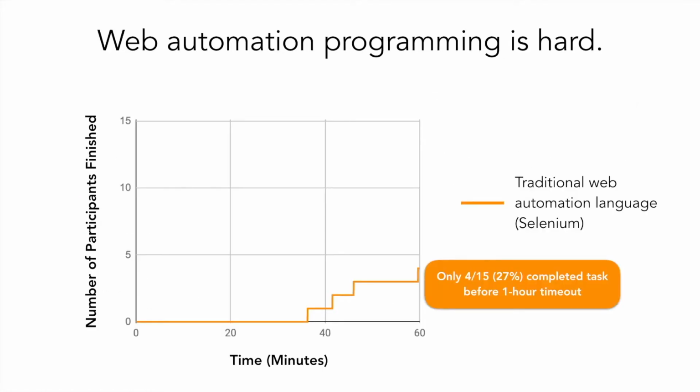Web automation programming is really quite hard. This comes from a user study that we did with, in this instance, CS PhD students. We gave them a web automation task. You can see that in the 60 minutes that we gave them, we had them time out after an hour, only 4 out of the 15 were actually able to complete the task.